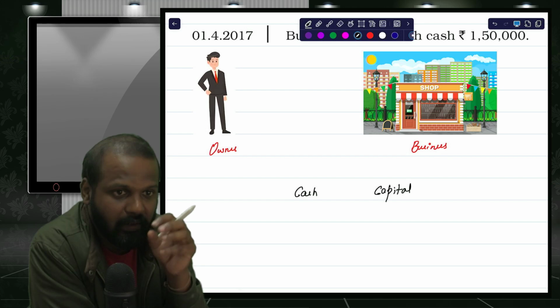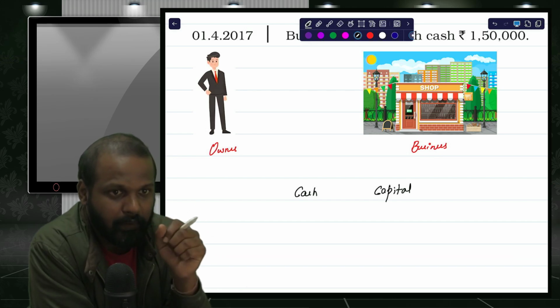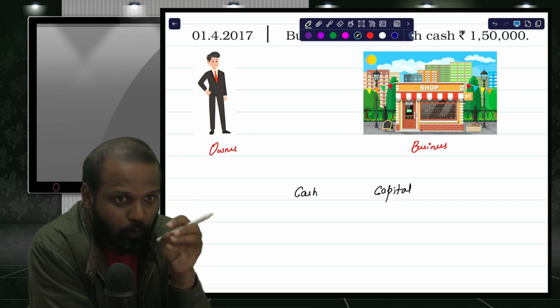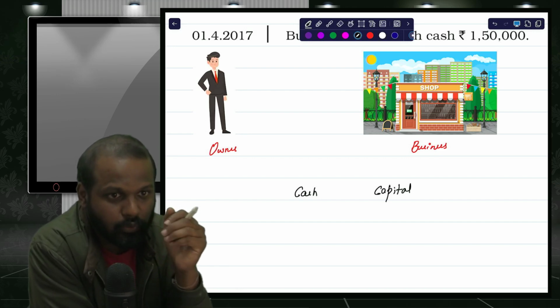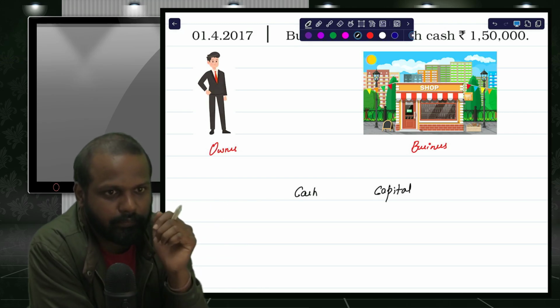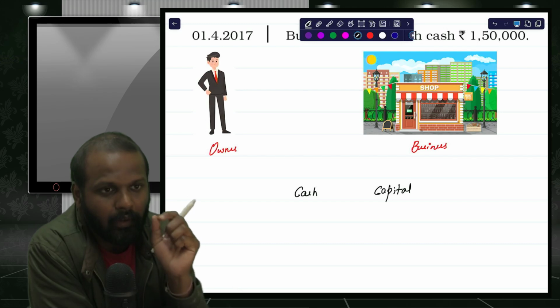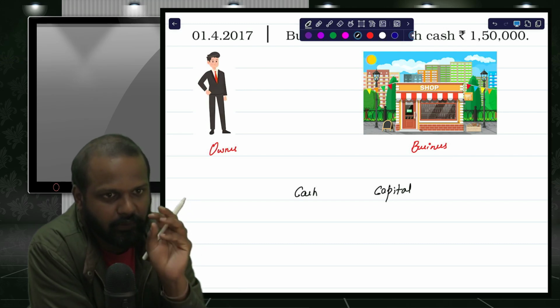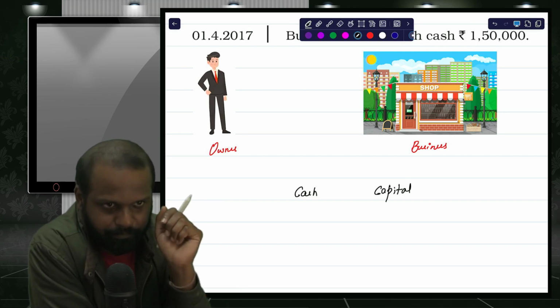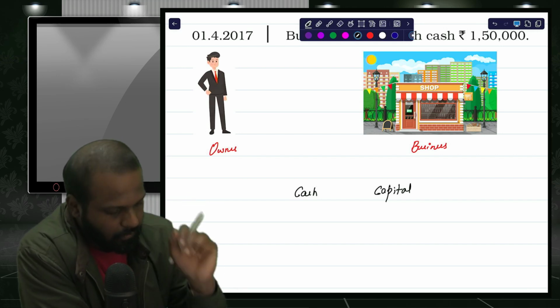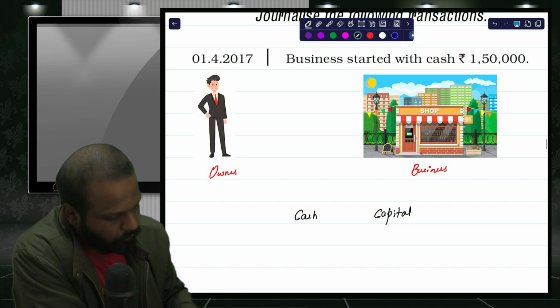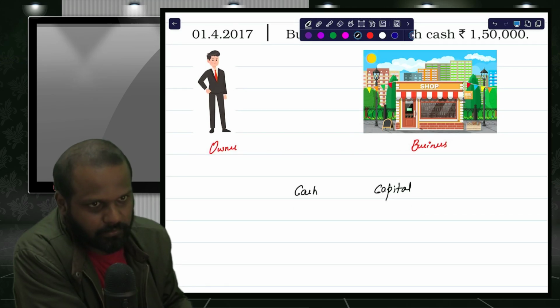And who has invested this cash? The owner. So the business is liable to pay back this money to the owner in future. So the business has to record that this much money I need to pay to the owner in future. So what is the money they need to pay? It is called capital. So here only two things are changing. One is cash and the next one is what? Capital. So first we found out the two changes.